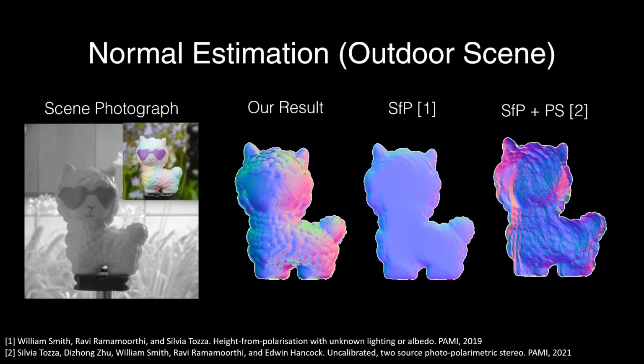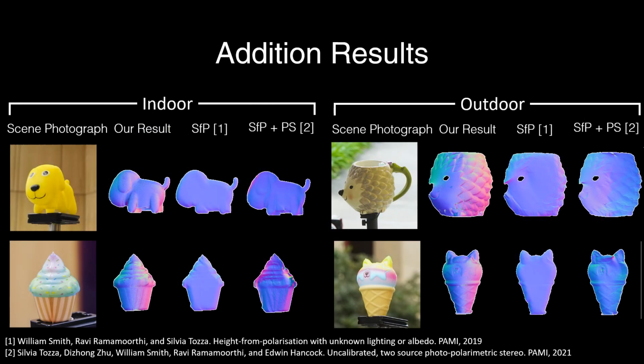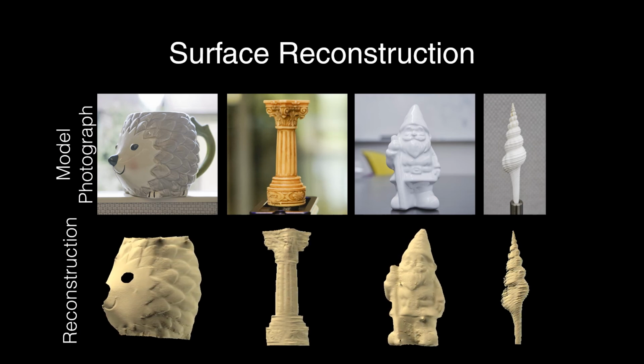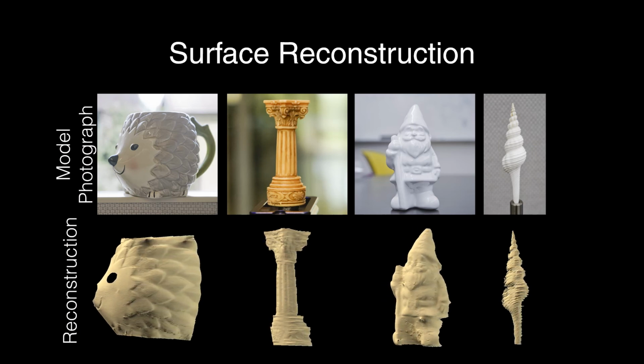Here is another comparison result in the outdoor environment, where the environment light is stronger than indoors. Here are more results for both indoor and outdoor scenes. And we can recover surface mesh by integrating the estimated normal maps.